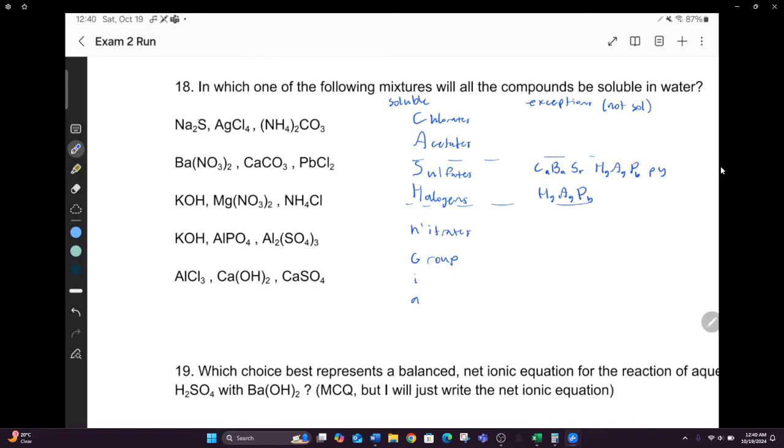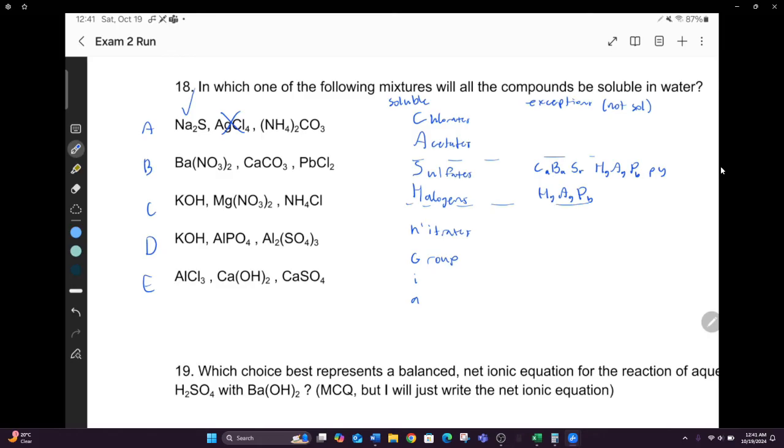So NaS, right? Na is a group 1A, so we know that that is soluble. AgCl, Cl is a halogen, but it has Ag, which is right here, so this is not soluble. So we can stop checking this list. Again, these are options like, let's say A, B, C, D, or E. So we're going to go on to B.